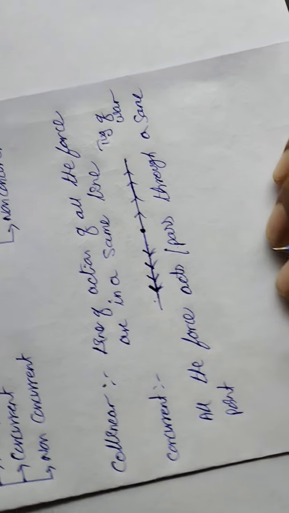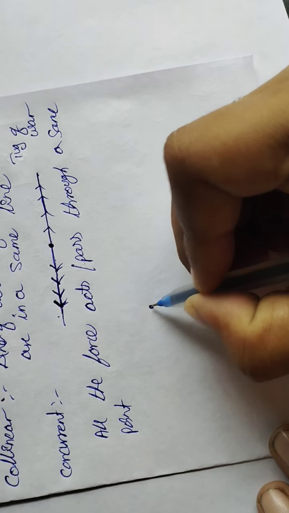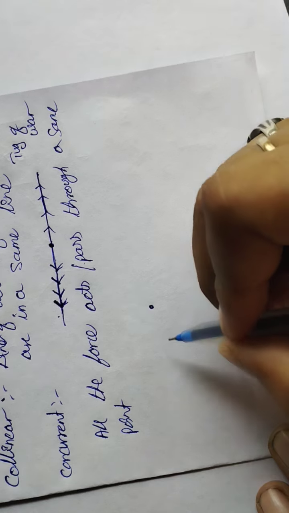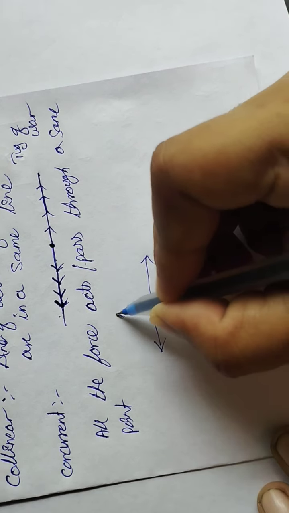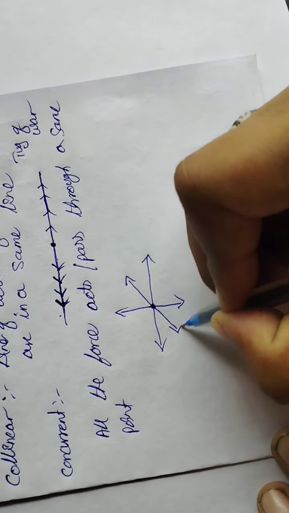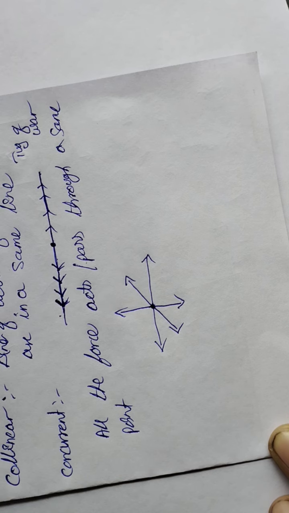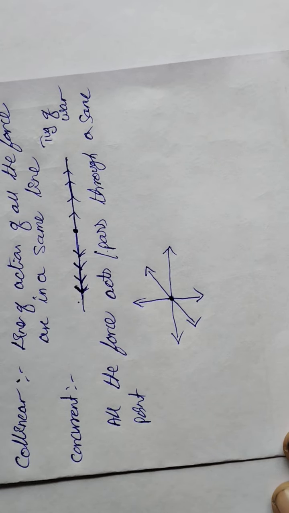For example, see, there is a point. If all the forces pass through the same point, no matter how many forces, if they pass through the same point, that could be called concurrent forces. Any doubt? So that is concurrent forces. Now we have seen what collinear forces are and what concurrent forces are.